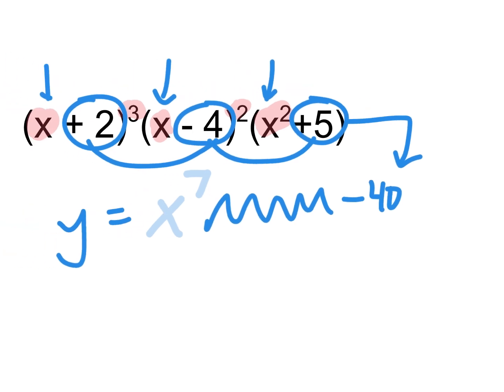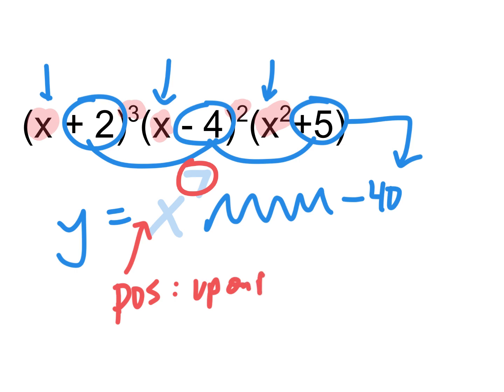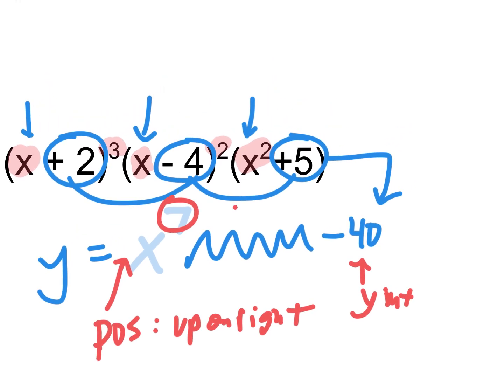So the pink stuff, that gave me this. And I know now that there's no negative in the front, so this would be down. No, sorry, it's positive. So it'd be positive, so it'd be up on the right. That's the y-intercept. And that tells me that it's odd, so that means the ends are different.